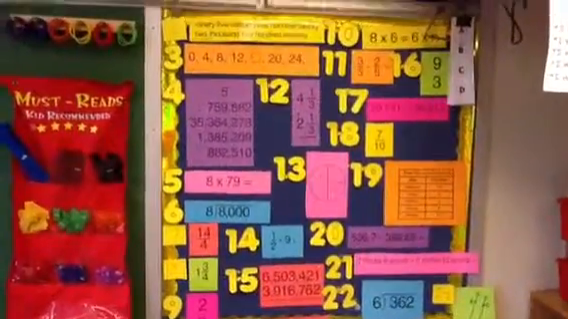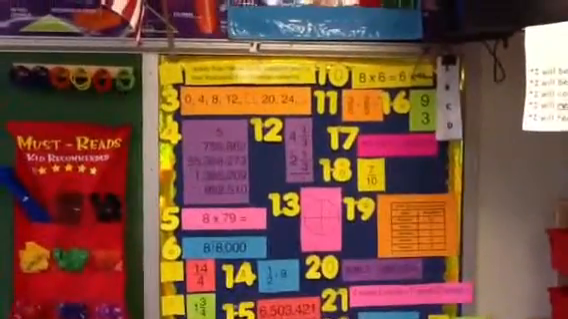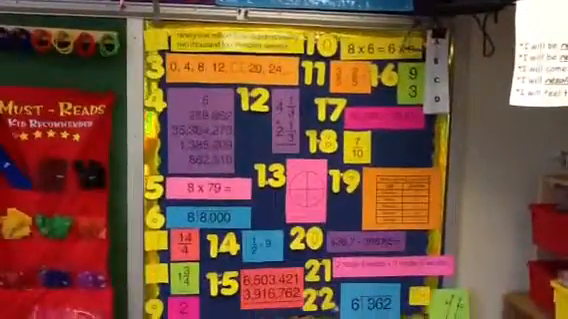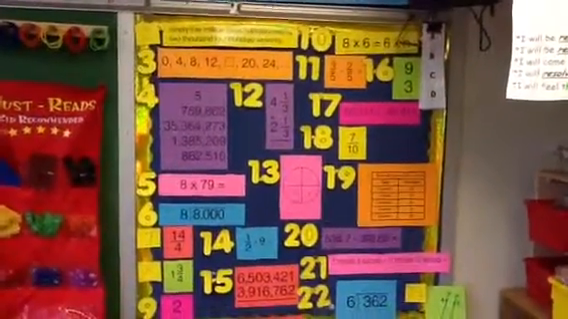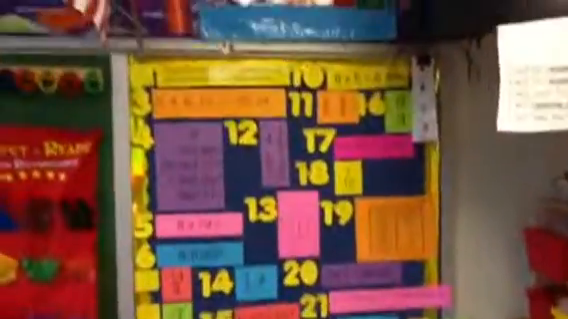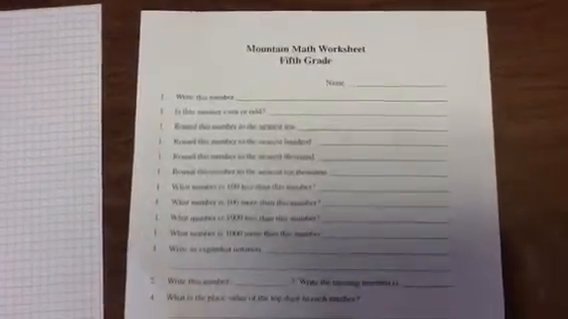Okay, this is the Mountain Math bulletin board, and we use this as a center. So I'm going to explain to you what you do when you come to the Mountain Math Center. When you come to the center, you're going to need two things. You're going to need a piece of grid paper, because I want you to work out all the problems that are on the board, and you're going to need a Mountain Math worksheet. This is for 4th grade, not 5th grade, so don't let that throw you.